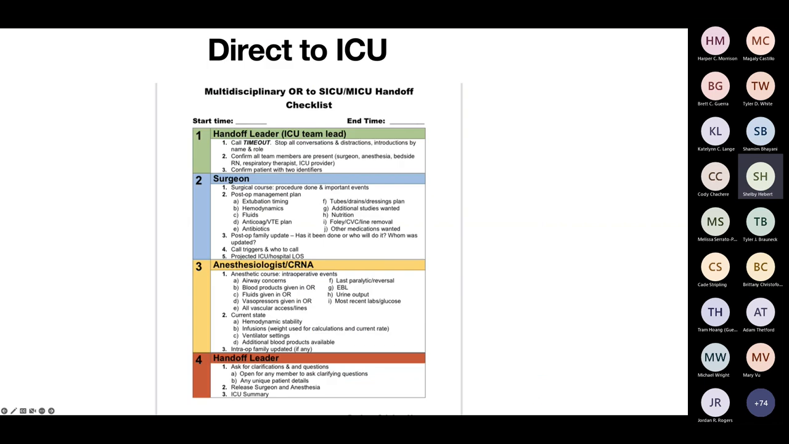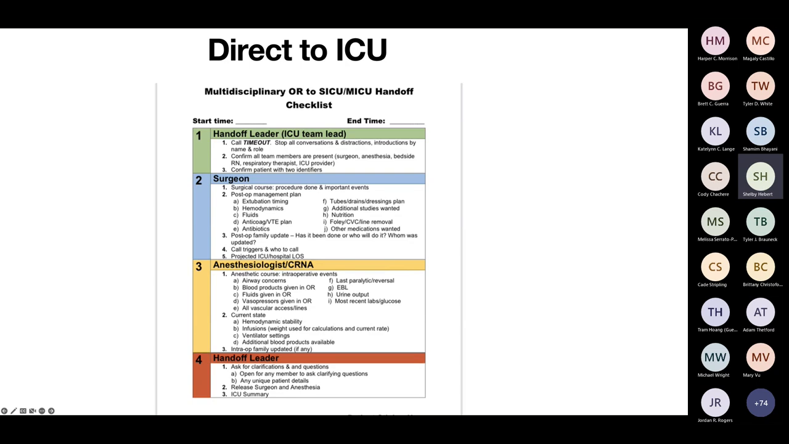This is one of the ones we use at JPS, and this is for patients that go direct to ICU. One of the issues when you go to ICU is that generally they're being transferred to another team. So Dr. X did the surgery, but the patient's being cared for by the critical care team or somebody else. Maybe family practice covers the ICU, whatever you have. But there's usually a transition there, and a lot of information tends to get lost at that point.